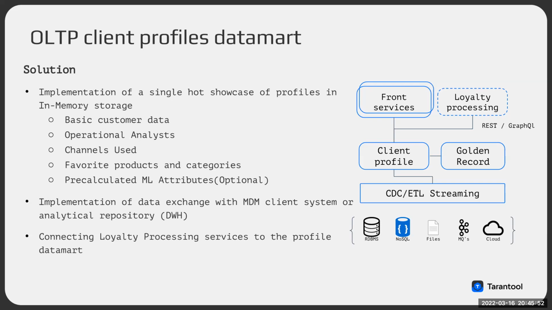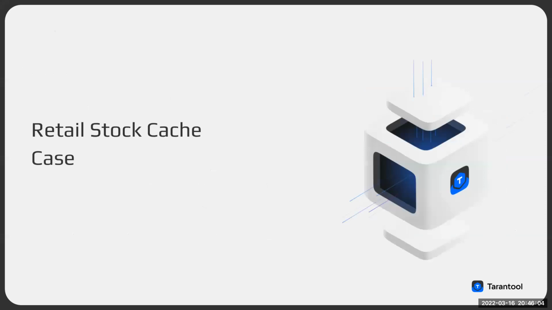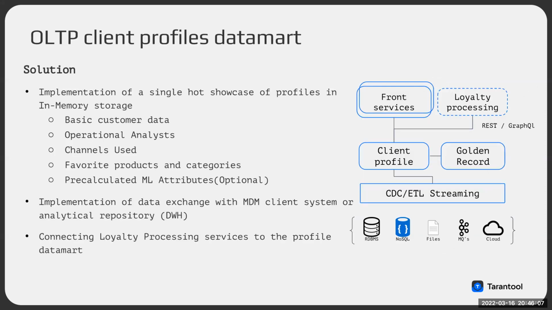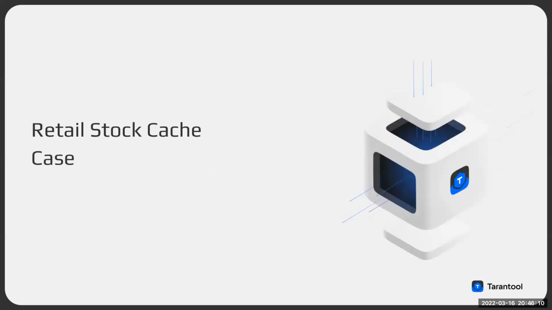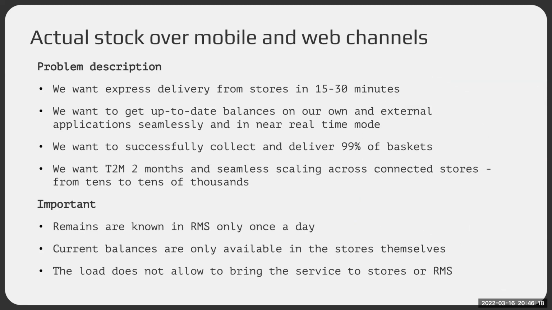It is a retail example, and there are even more monstrous numbers when we talk about the telecom industry. There is another interesting and peculiar case, I hope I answered the question right, which is a retail stock cache, a retail stock data mart, where we had to build an express delivery service within 2 or 3 months. Actually, the first pilot was even faster than 2 months.